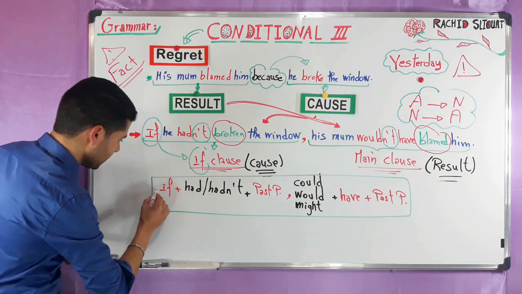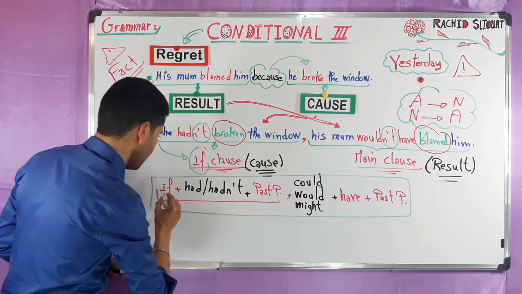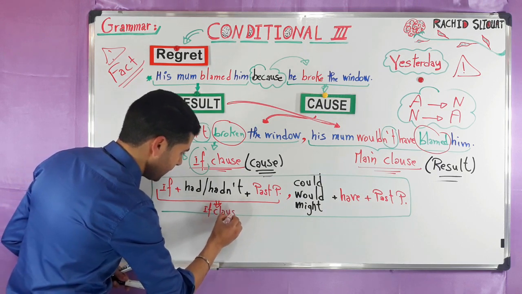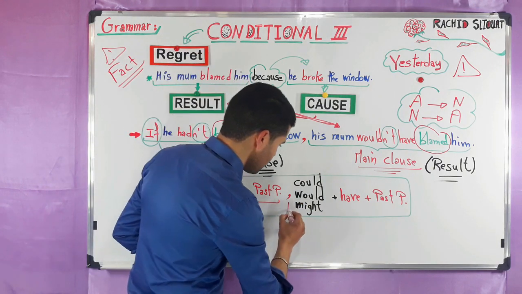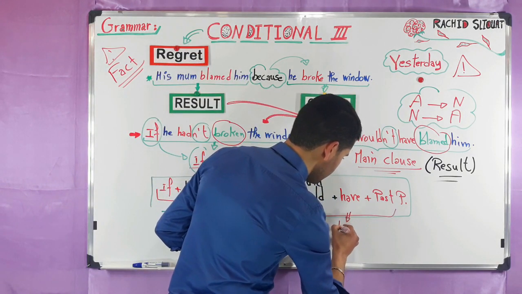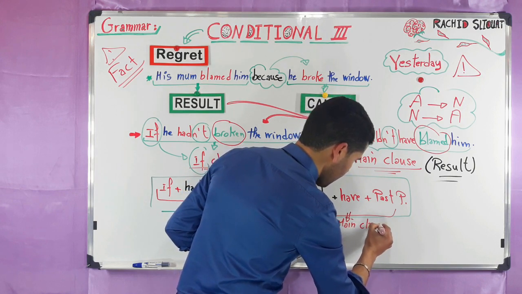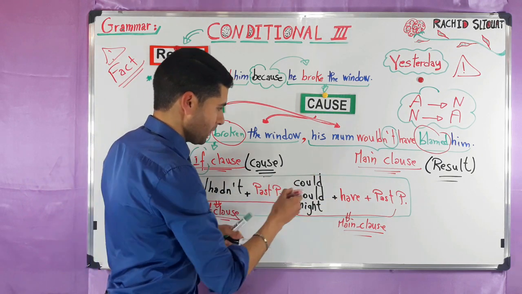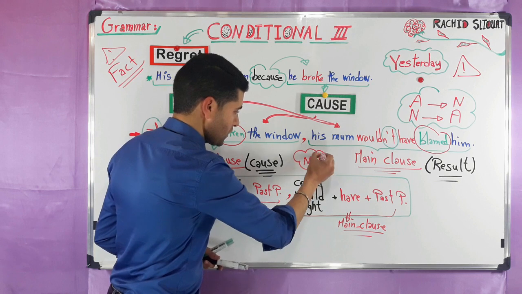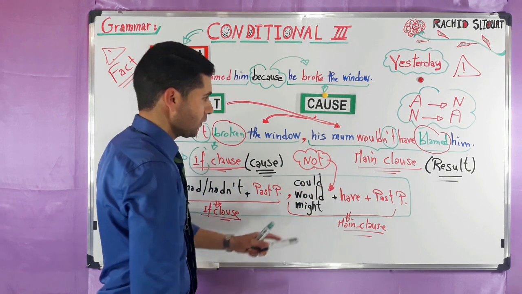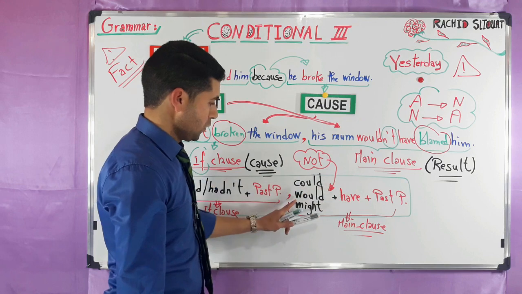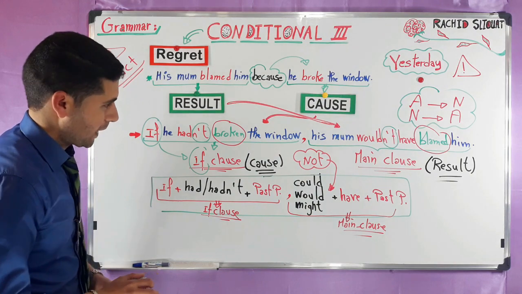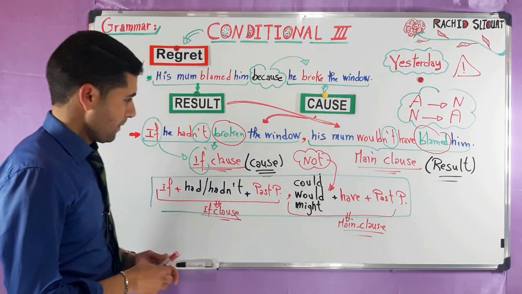As you can see, this is the if clause, and this is the main clause. Sometimes we can have the main clause as negative. Very simply, we include not here: we say couldn't, wouldn't, or might not. This is very simple actually.